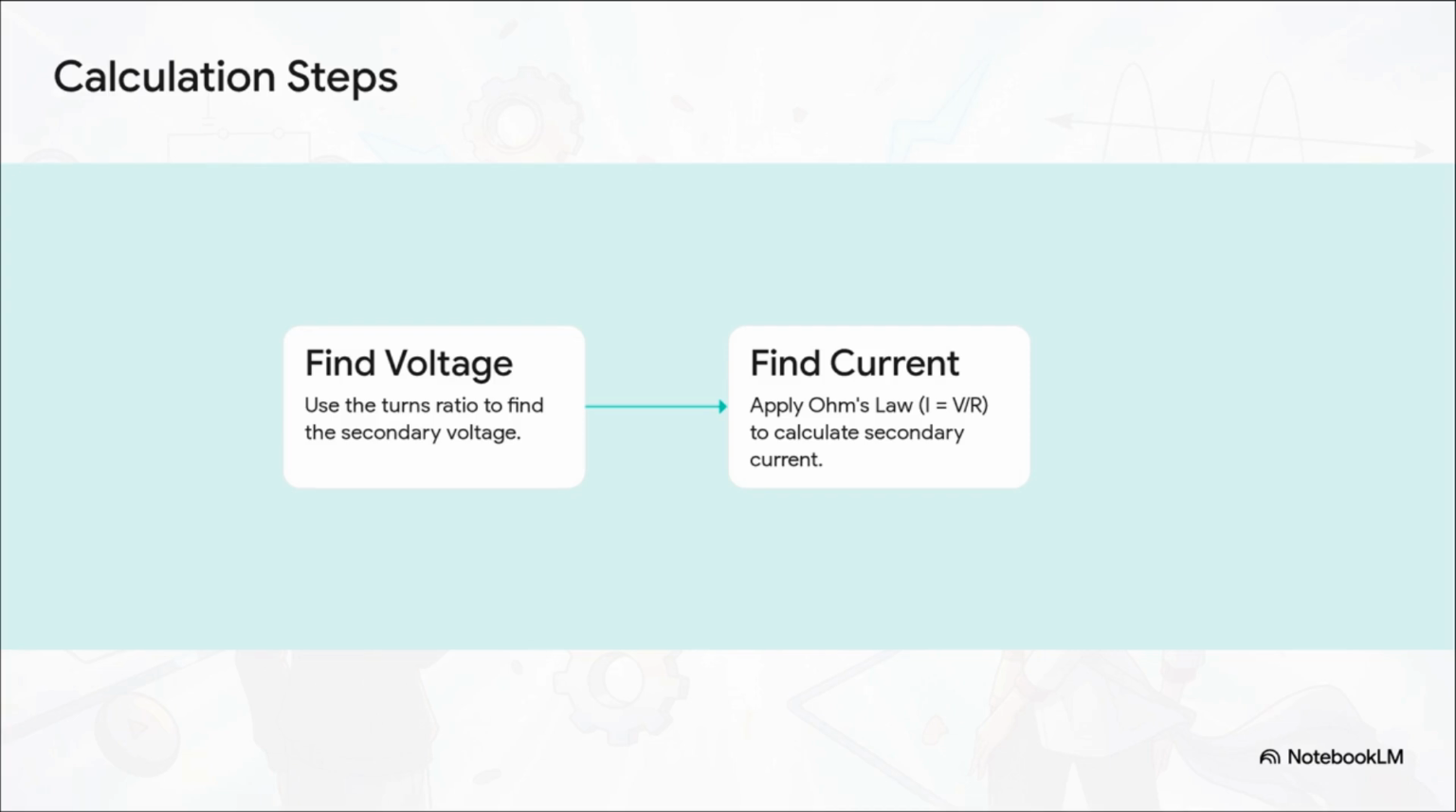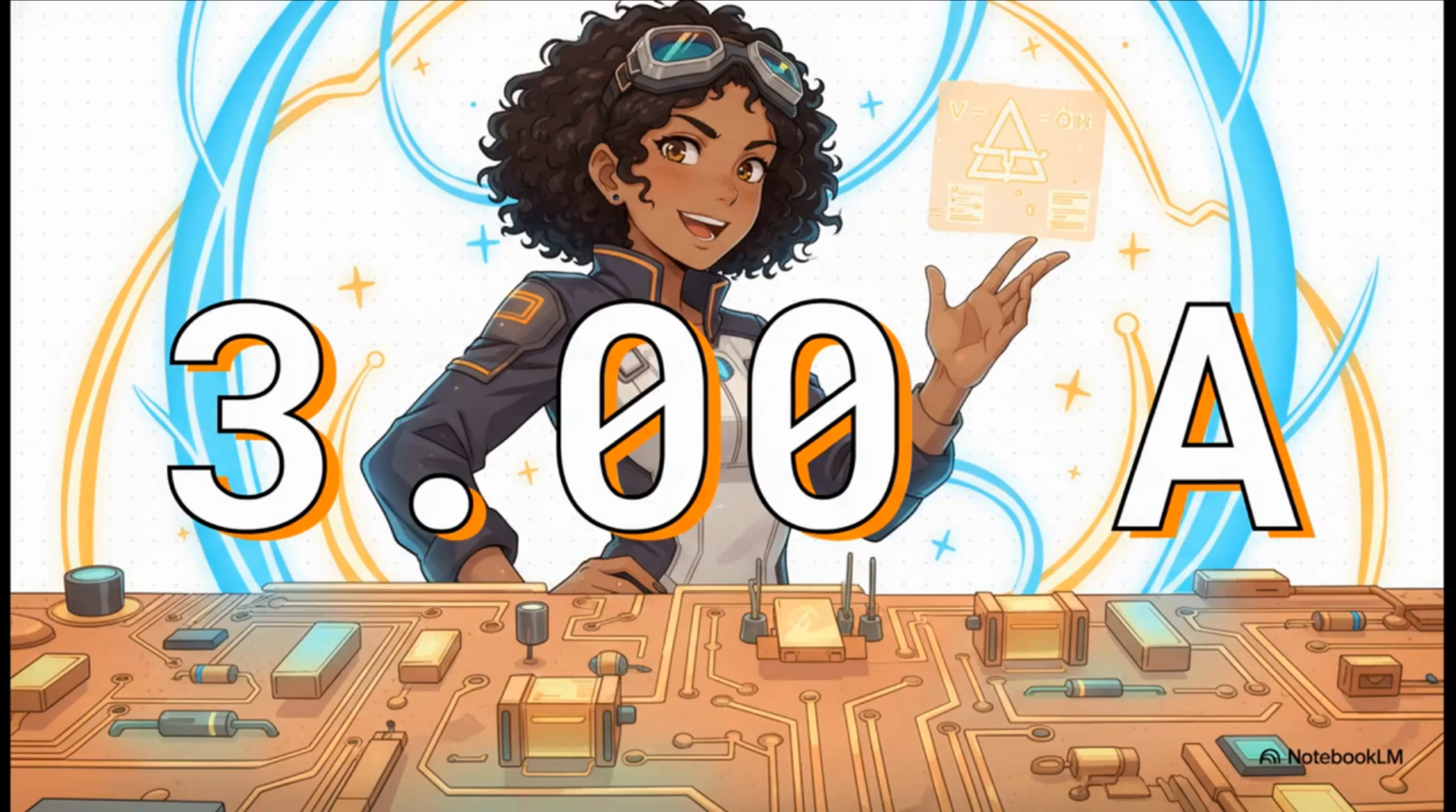But hold on, we are not done. The question asked for current, and it handed us a resistance. That's your cue for step 2. Once you have that secondary voltage, the secondary circuit is basically just a normal DC circuit, so you dive right into Ohm's law. Current equals voltage divided by resistance. That gives us our 600 volts divided by that 200 ohm resistor. And if we execute those 2 steps perfectly, we get our final answer, 3.00 amps.